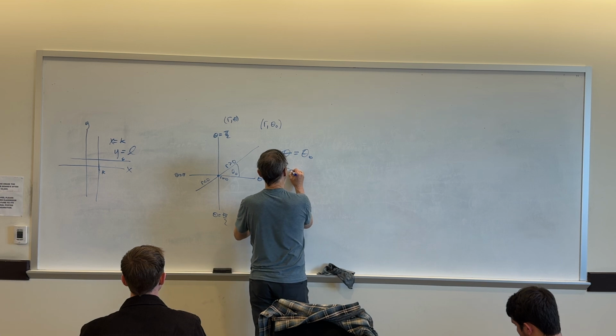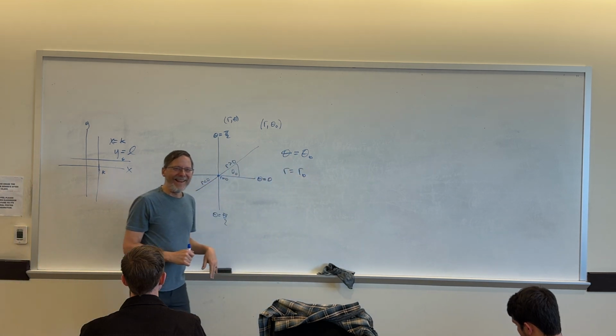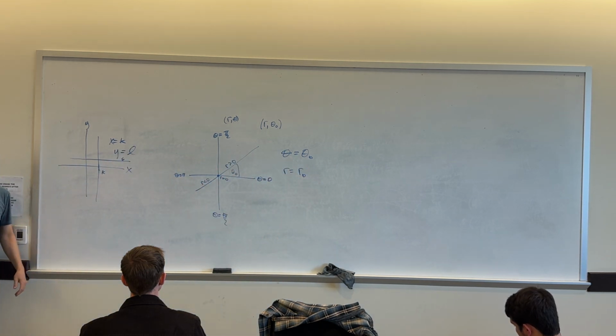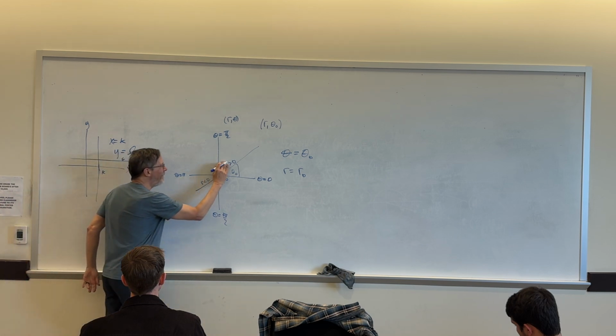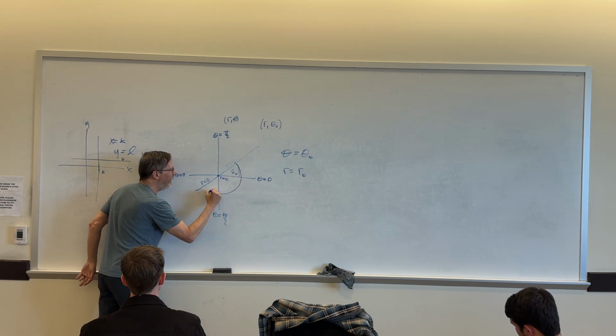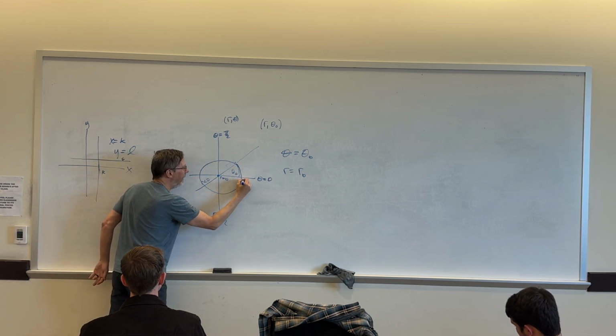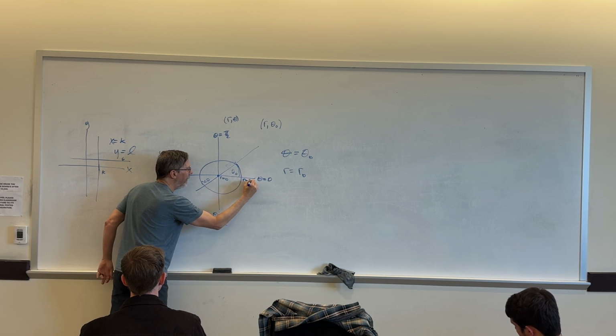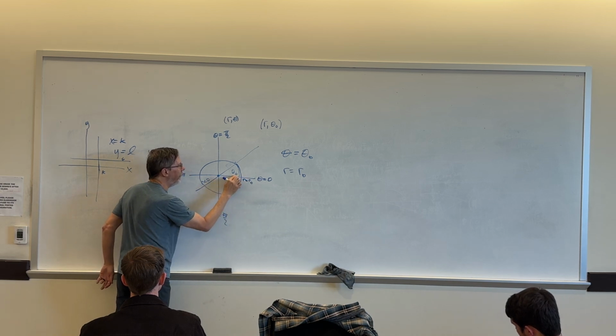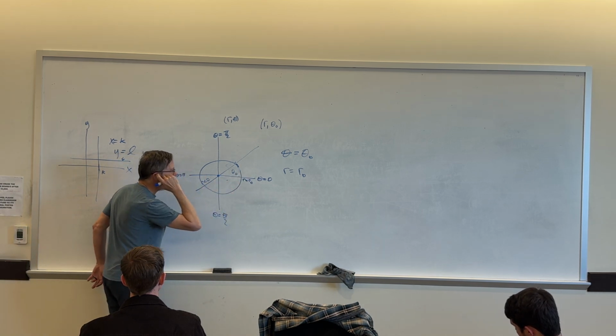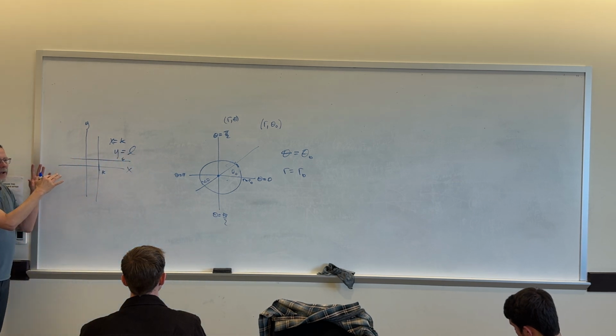Now this one, r equals a constant: what's that? That's a circle. When I have the radius fixed, that would be a circle of fixed radius.